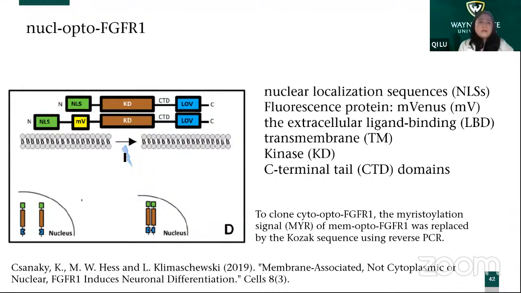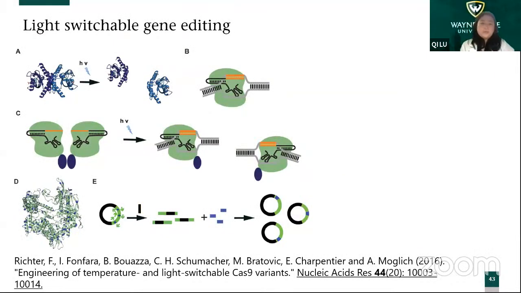So I'm very interested in the nuclear Opto-FGFR. FGFR is the fibroblast growth factor receptor, and it has a nuclear localization sequence, a fluorescent protein, a kinase domain and some linker, and these two cause the dimerization and interaction of the two parts.